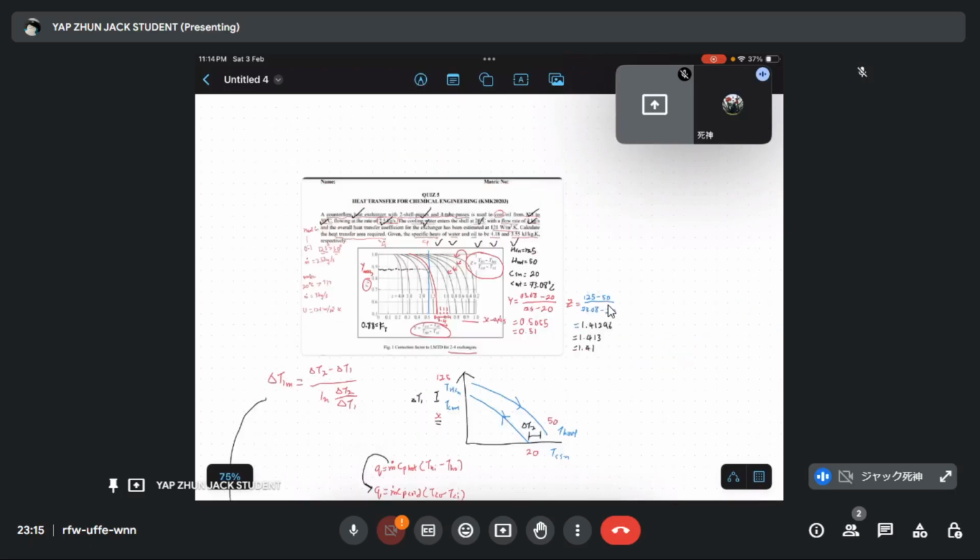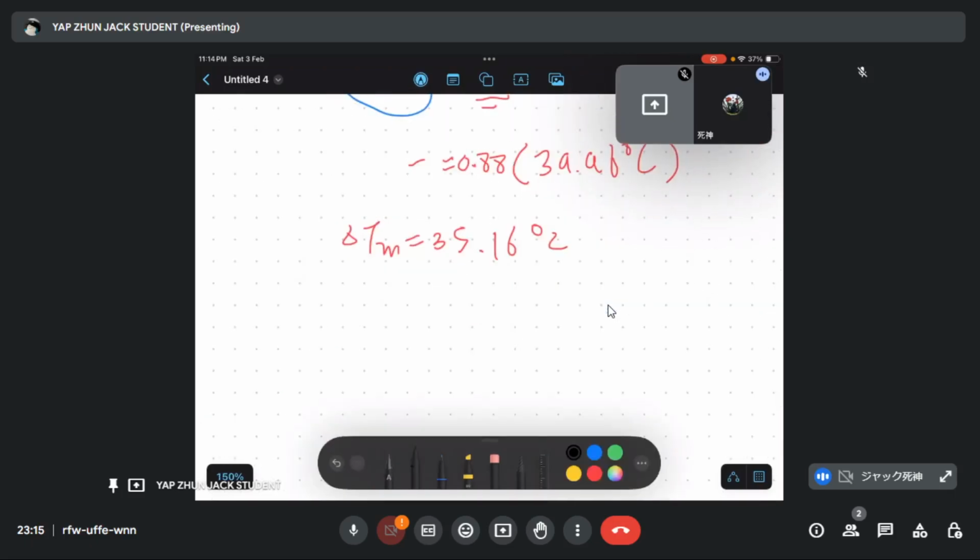Okay, now we go back to our questions. You need to find out Q equals, is it M? No, it's not M. U times A times TM. This is what you should use. But now I have a question I need to ask. We have TM, yes. We need to find area. I have U, yes. Do I have Q? I have a question. Do I have Q?